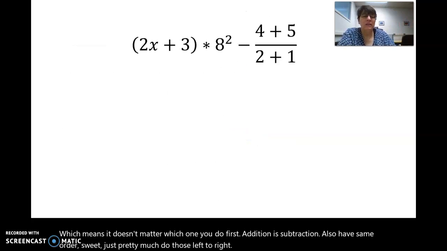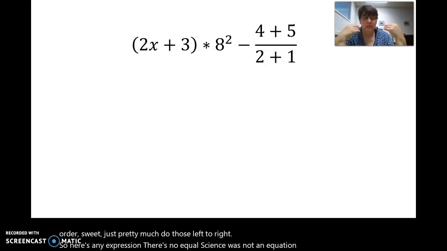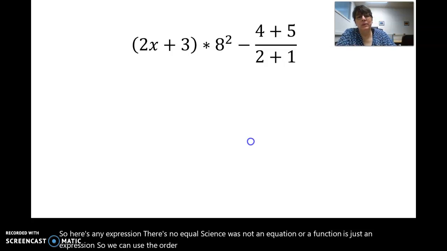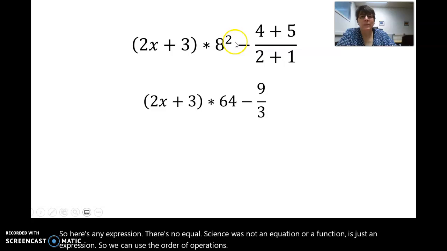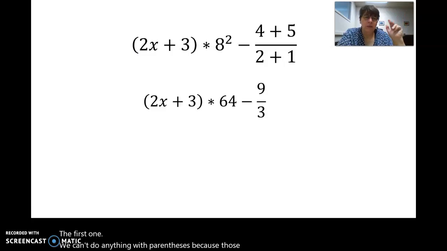So here's an expression. There's no equal sign, so it's not an equation or a function. It's just an expression, so we can use the order of operations. First one, we can't do anything with the parentheses because those are unlike terms. We can't combine unlike terms.